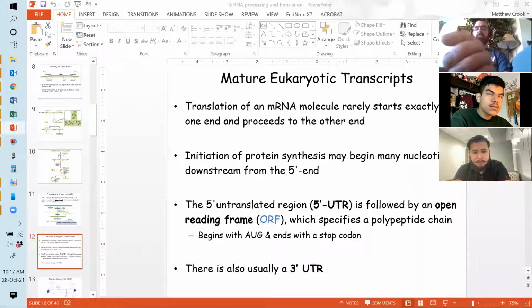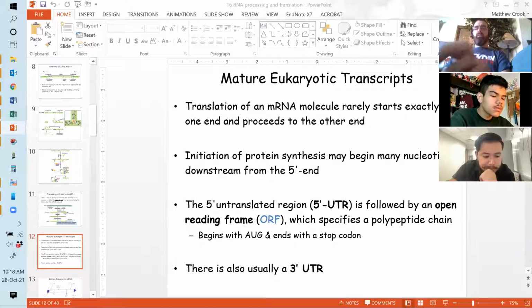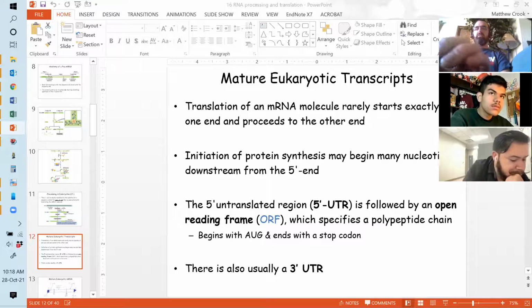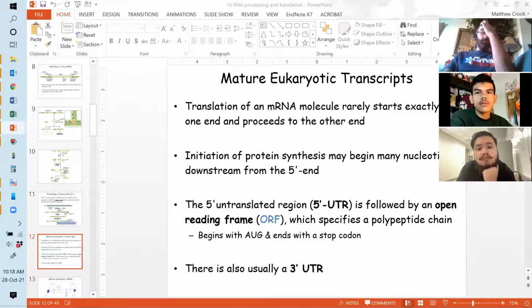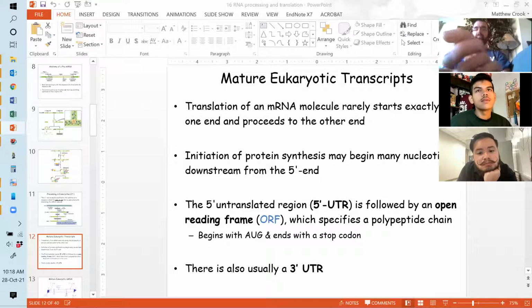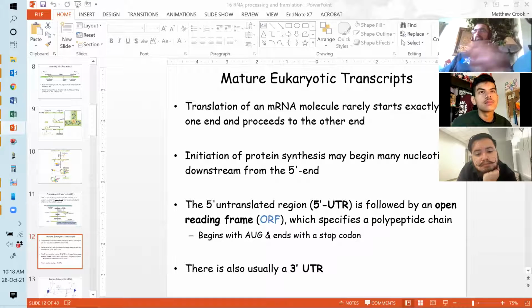This is also used for, well, actually is, sorry, not sort of, used for the control of translation and transcript stability. So even though they don't code for protein, they are still very important.